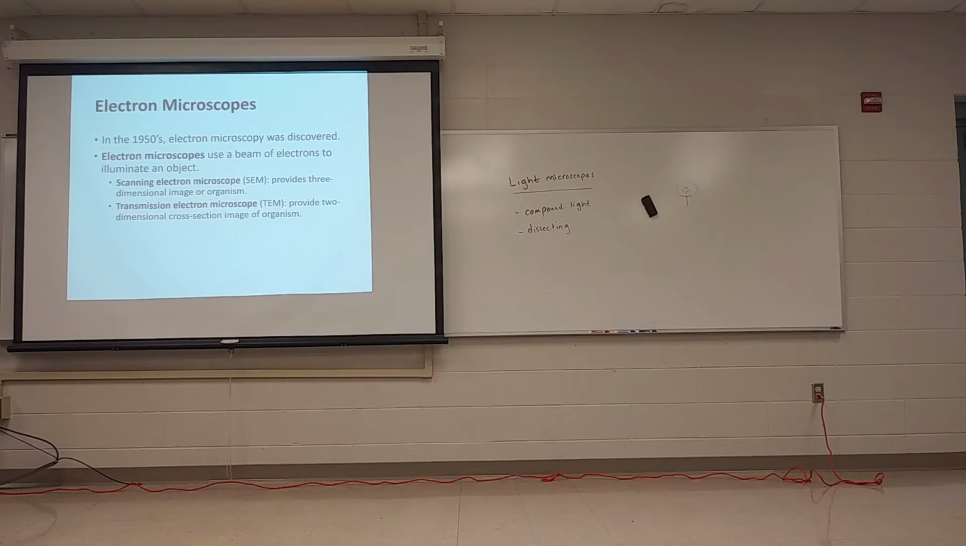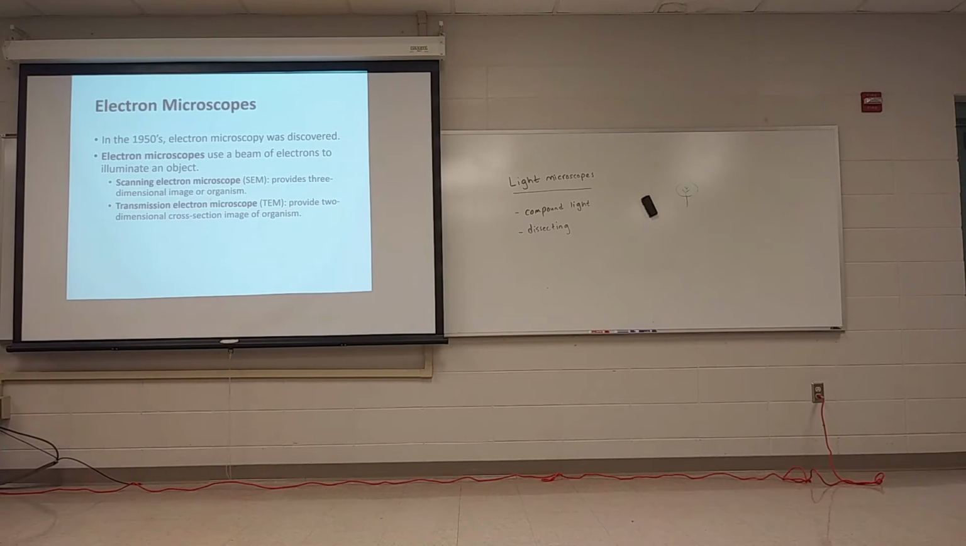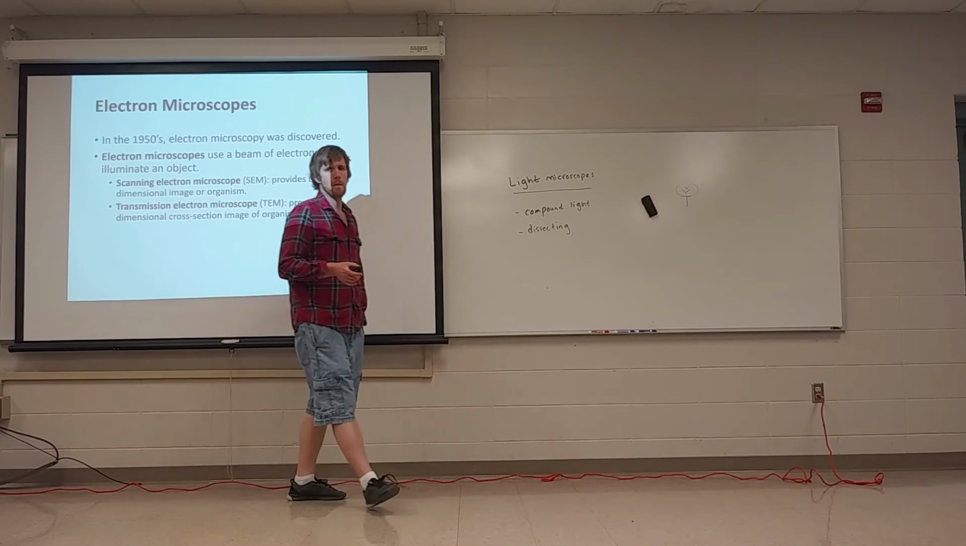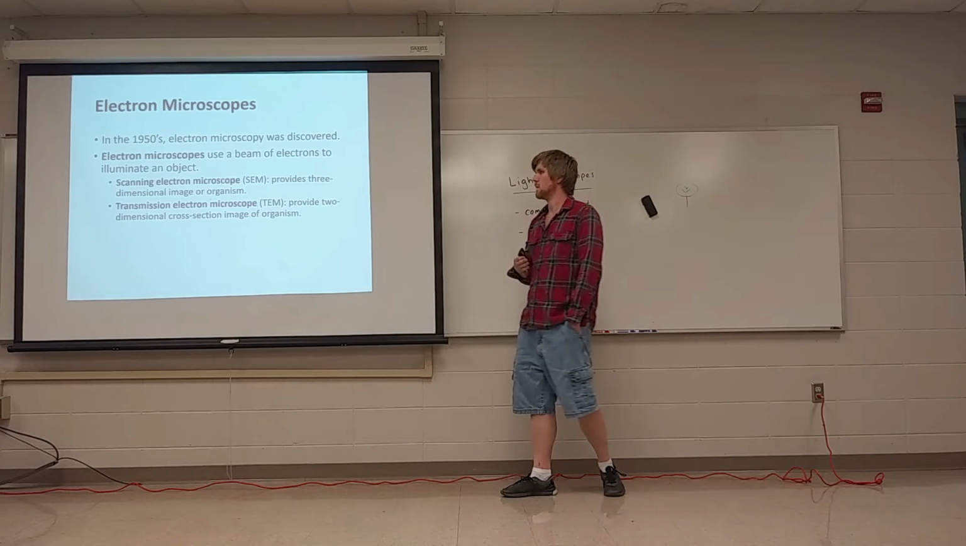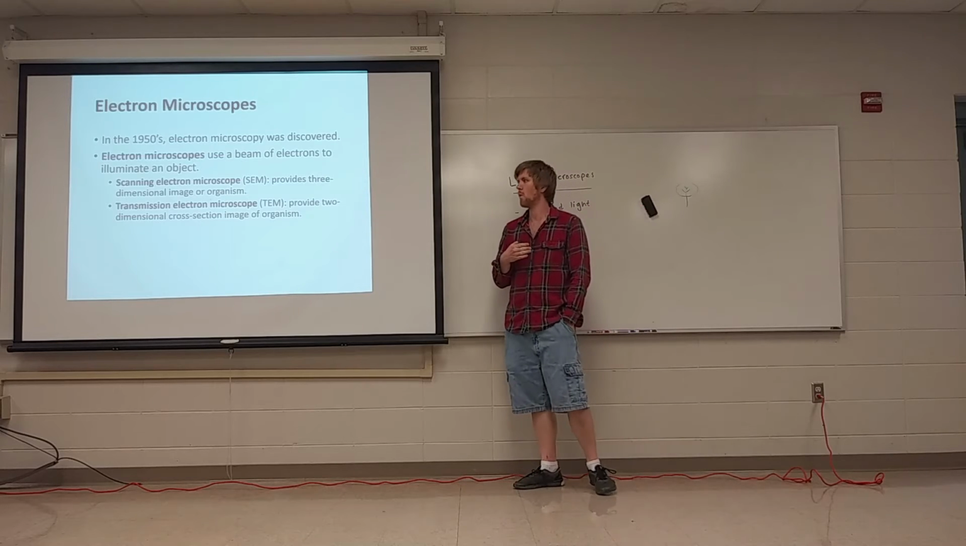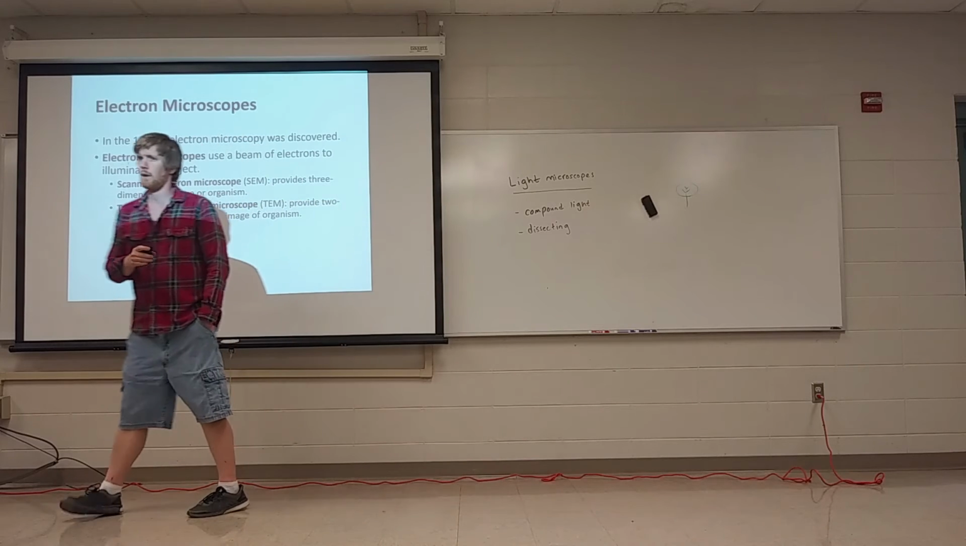The two main types of electron microscope are SEM and TEM. The scanning electron microscope is my favorite. It gives us a three-dimensional image of an object, and it gives us incredible close-ups of microscopic organisms. The TEM, transmission electron microscope, gives us a two-dimensional cross-section. This one is really cool because it gets us incredibly close. We can see the very folds of the organelles within the cell. You can see the actual folds of the walls of a mitochondrion with this TEM microscope.